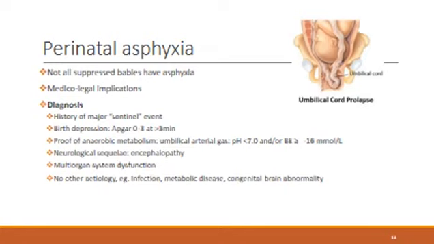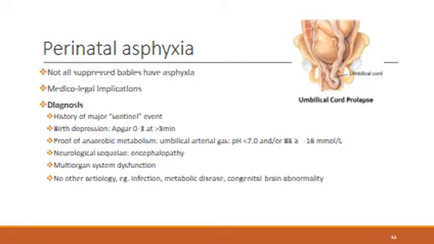It is important to note that not all suppressed babies have birth asphyxia. It has major medical legal implications when you label a baby to have birth asphyxia. Therefore, the diagnosis must be made according to a set criteria. So the first thing is that you need a history of a major sentinel event, such as a ruptured placenta. There should be evidence of birth depression, and you can use the APGAR score here at 5 or 10 minutes. And then you need proof of anaerobic metabolism.